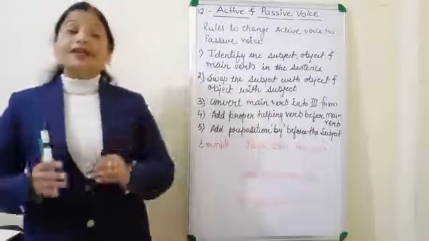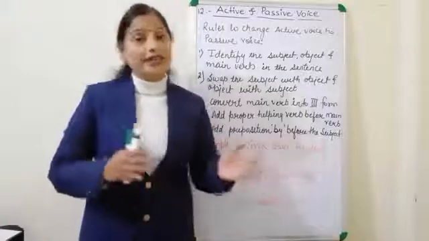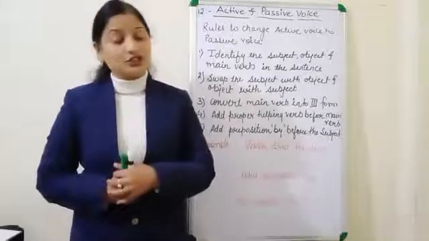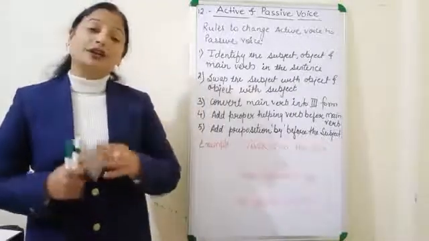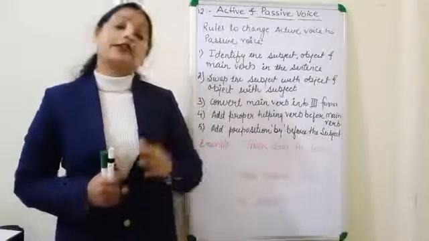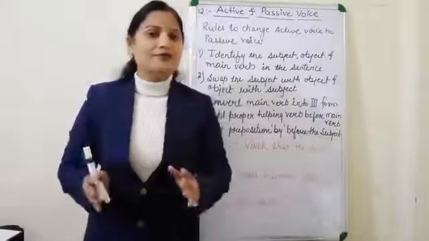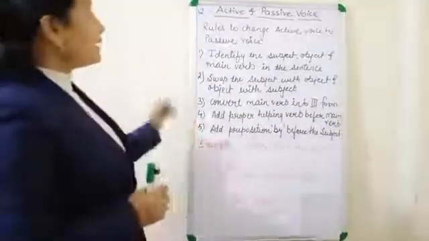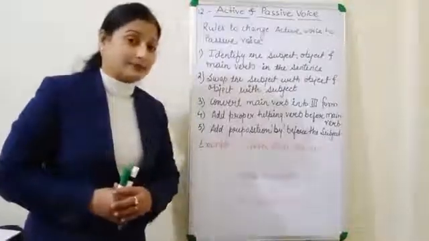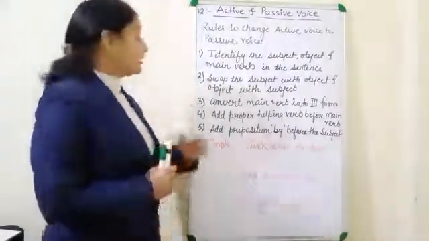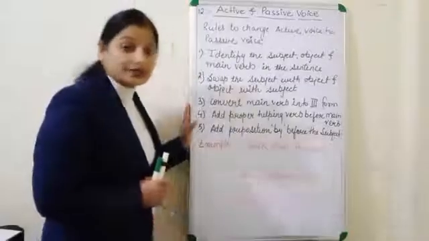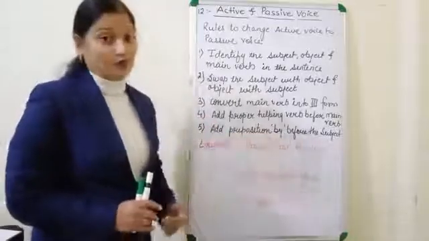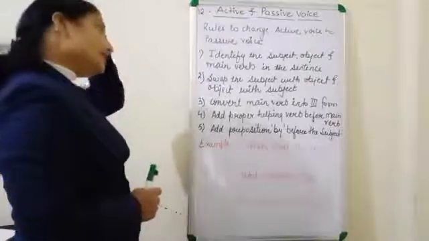Now, we can change the active voice into passive voice. But we have to follow some rules and regulations for that. In your English grammar, to change the active voice into passive voice, we have certain points. There are 5 major steps by which we can change active voice to passive voice. Children, I am sure that if you remember all these 5 steps, it will be very easy for you to convert the active voice into passive voice. Okay, so let's begin the rules.